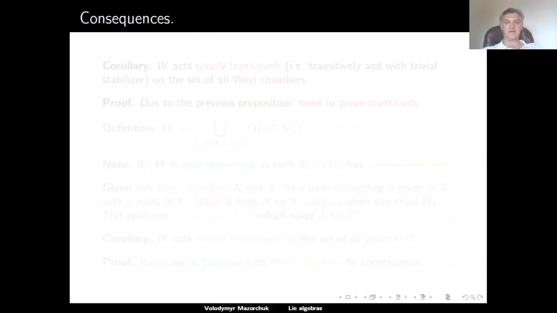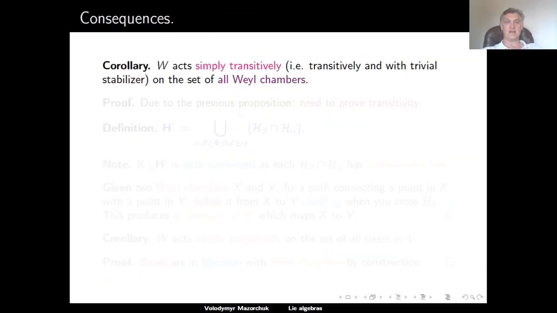Now let us derive some consequences of this fact. The main consequence is that the group W acts simply transitively, which means it acts transitively and with trivial stabilizer, on the set of all Weyl chambers. Indeed, since Weyl chambers are in bijection with positive roots, we already know that W acts without stabilizer on the set of Weyl chambers, so we are only left to prove the transitivity of the action.